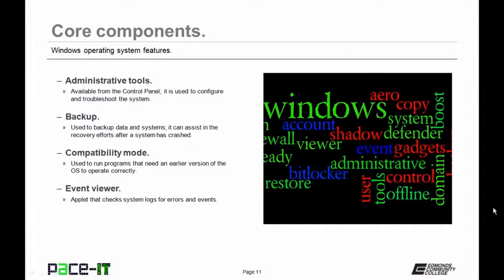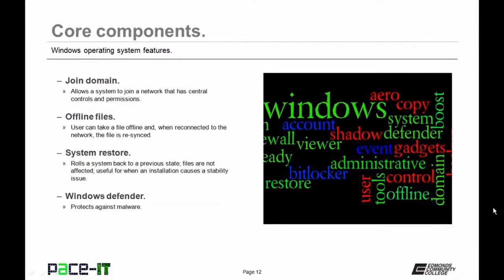Then there's compatibility mode. Especially in Vista, Windows 7 and Windows 8, sometimes they have difficulty running programs that were developed for Windows XP. You can run those in compatibility mode. All versions have an event viewer. That way you can check system logs for errors and events.